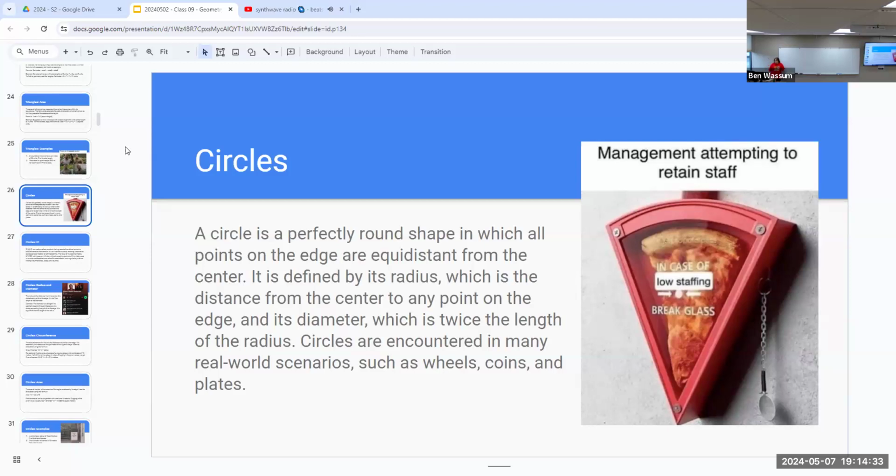It is defined by its radius, which is the distance from the center to any point on the edge, and its diameter, which is twice the length of the radius. Circles are encountered in many real-world scenarios, such as wheels, coins, and plates. Yeah, that's right. Plate is a circle. Most of the time. Coming at me with your rectangular plates here. Don't want to hear it.